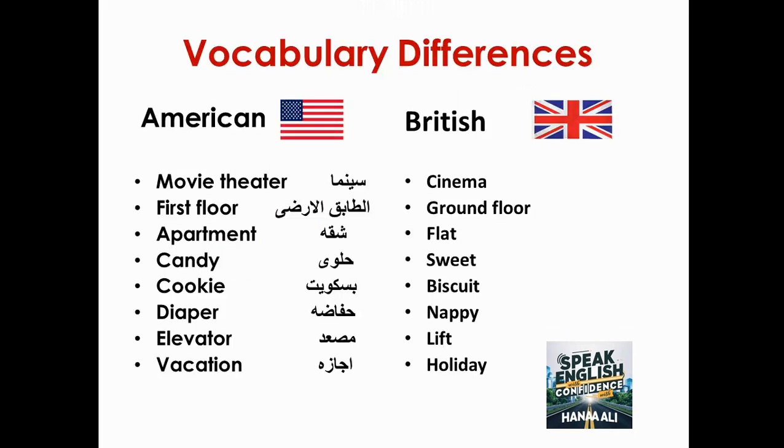Vocabulary differences. Notice the difference of words between American English and British English. Movie theater, cinema; first floor, ground floor; apartment, flat; candy, sweet; cookie, biscuit; diaper, nappy; elevator, lift; vacation, holiday.